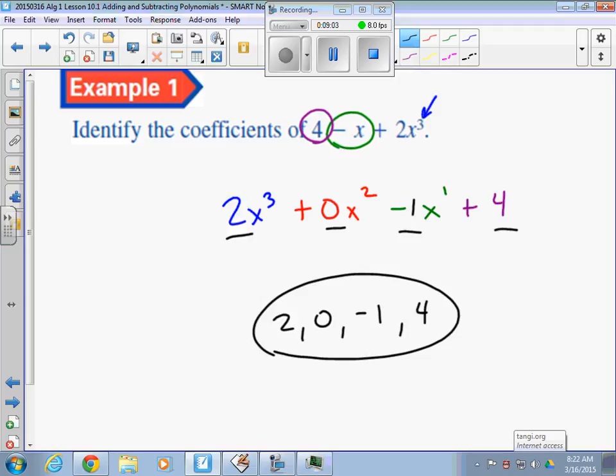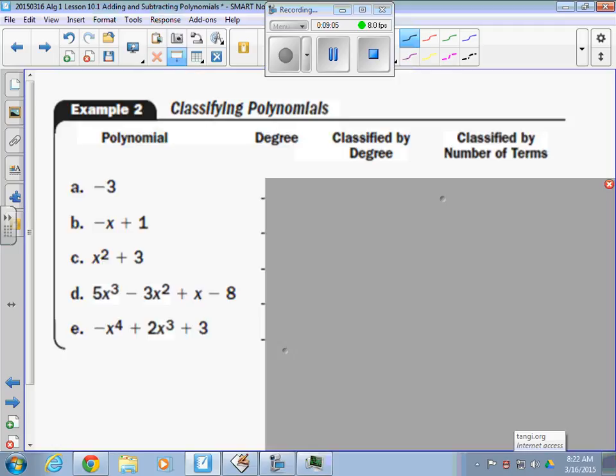The next thing, example number 2, is classifying polynomials. Remember, poly is more than one term. Sometimes it's only represented with one term. We'll call it a monomial. But typically the term poly means more than one. So we're going to identify each of these 5 polynomials.